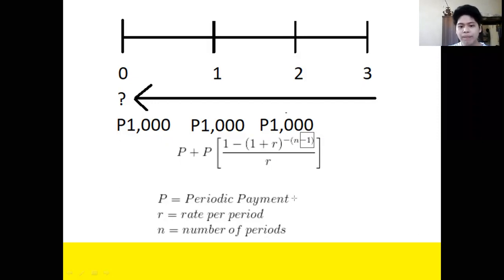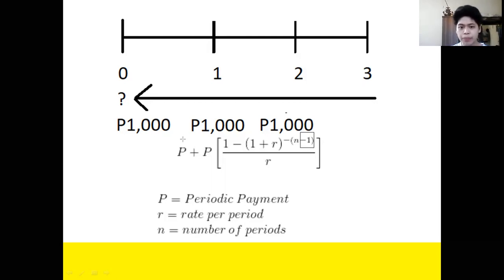Okay? N minus 1. So, the periodic payment is still 1,000 pesos. The rate is still 5%. The number of periods is still 3. Okay? So kaya, if you do the formula, di ba N is 3? N or 3 minus 1. Okay? N or 3 minus 1. So that is the first effect or yung first change.